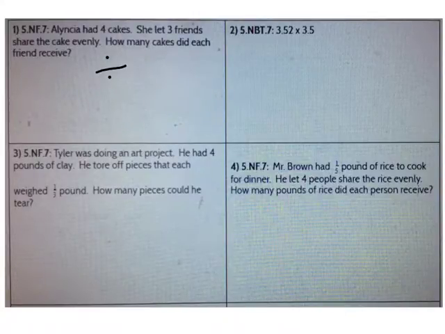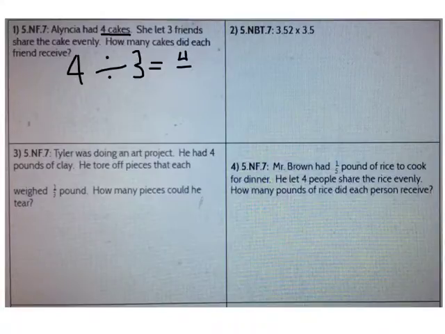Alencia is splitting up the 4 cakes. What's being divided in this problem? 4 cakes are being divided. So what's our division problem? It's 4 divided by 3. How do I write 4 divided by 3 as an improper fraction? 4 divided by 3 is the same as 4/3. Dividend over divisor. That's not quite a final answer.